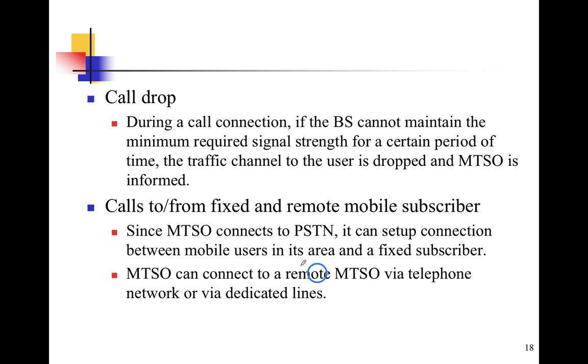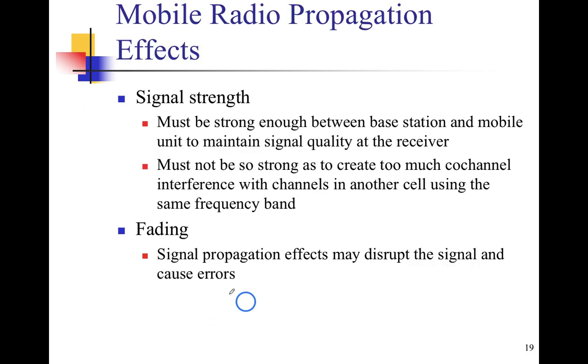The other one is calls to or from fixed and remote mobile subscribers. This one we have seen. Since the MTSO connects to the PSTN, or public switched telephone network, it can set up a connection between a mobile user in its area and a fixed subscriber. A fixed subscriber is on the telephone line, the PSTN network. The MTSO can also connect to a remote MTSO via the telephone network or via a dedicated line. A dedicated line is a landline. So this one is straightforward.